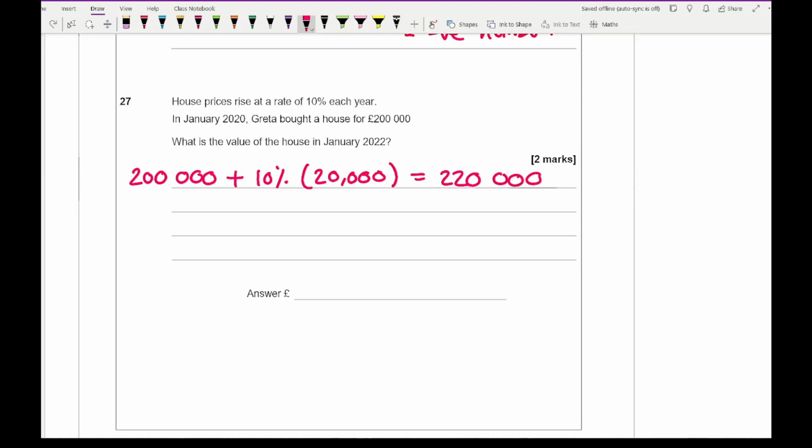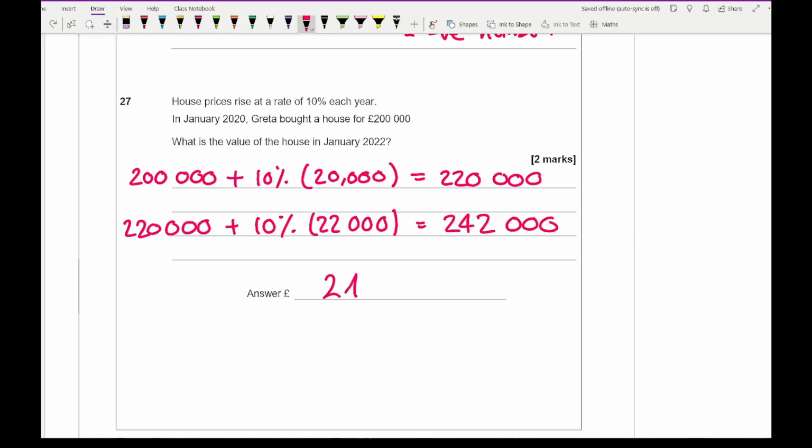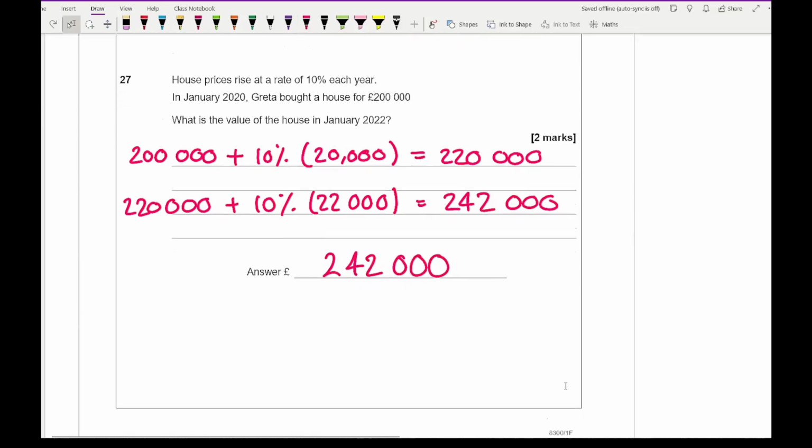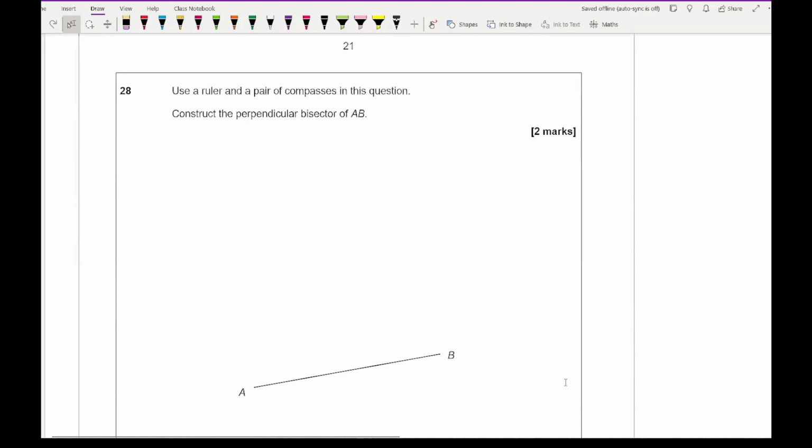So if I do 200,000 plus 20,000, that's going to give me 220,000. Then if I start with 220,000 and add another 10%, which is now 22,000, I get £242,000. So here the correct answer is 242,000. Moving on to question 28, it says use a ruler and a pair of compasses to construct a perpendicular bisector of A and B.